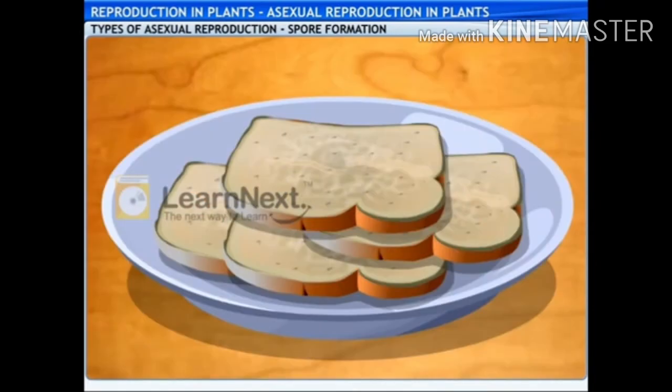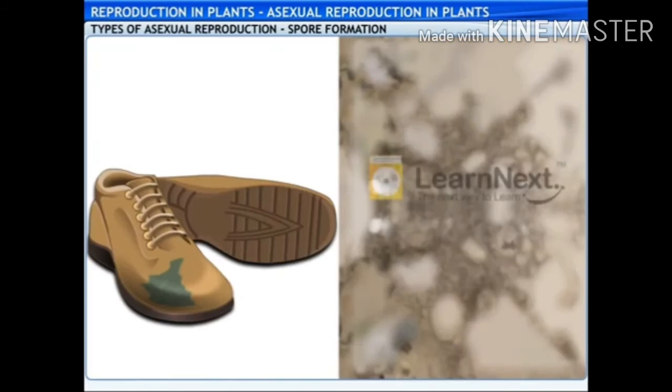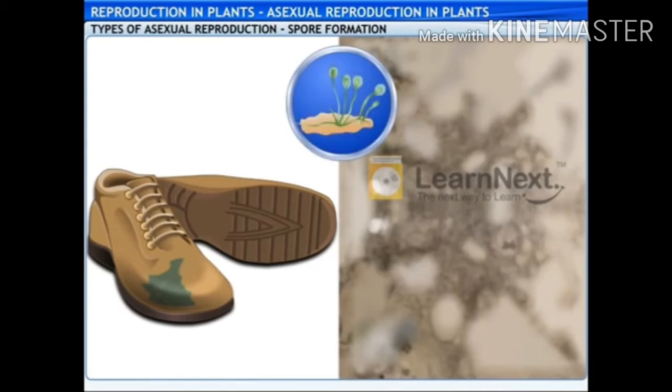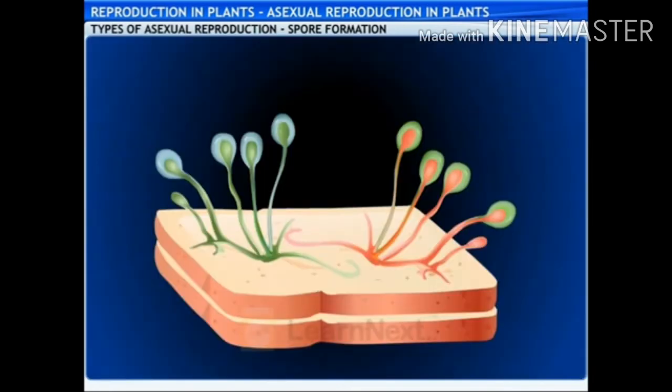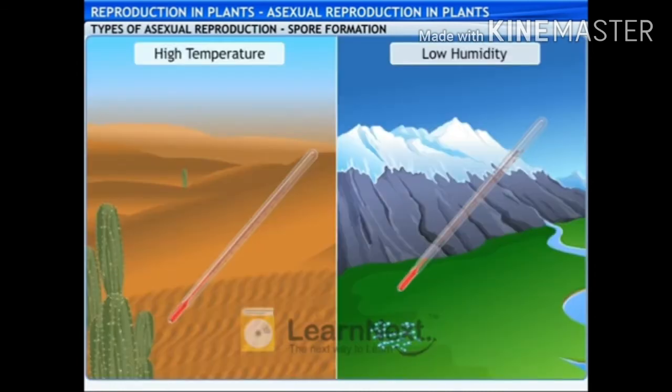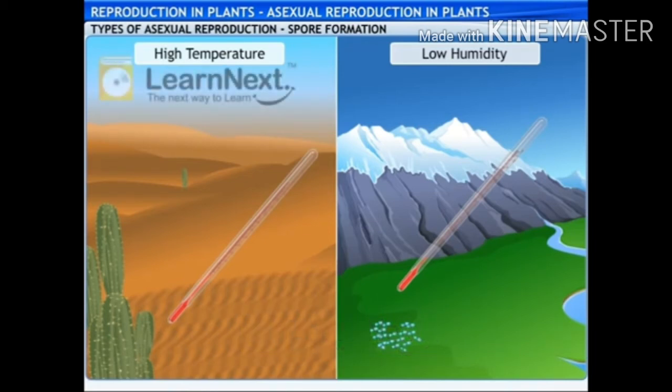This white mass on the bread is called mold. It is a type of fungus that grows on moist organic surfaces like leather shoes, moist walls, etc. This fungus reproduces by means of spores. These spores are very light and are covered by a hard protective coat. That is the reason why they can survive in extreme conditions like high temperature and low humidity.